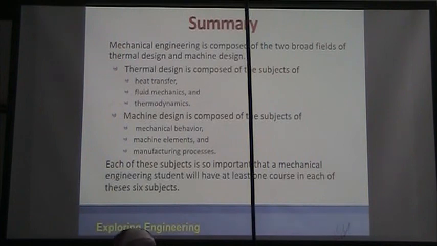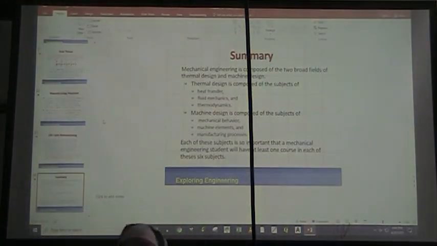All right, so in summary, mechanical engineering is composed of two broad fields of thermal design and machine design. Thermal design is composed of the subjects of heat transfer, fluid mechanics, and thermodynamics. Machine design is composed of the subjects mechanical behavior, machine elements, and manufacturing processes. Each of these subjects is so important that a mechanical engineering student will have at least one course in each of these six subjects. All right. So there, take that.